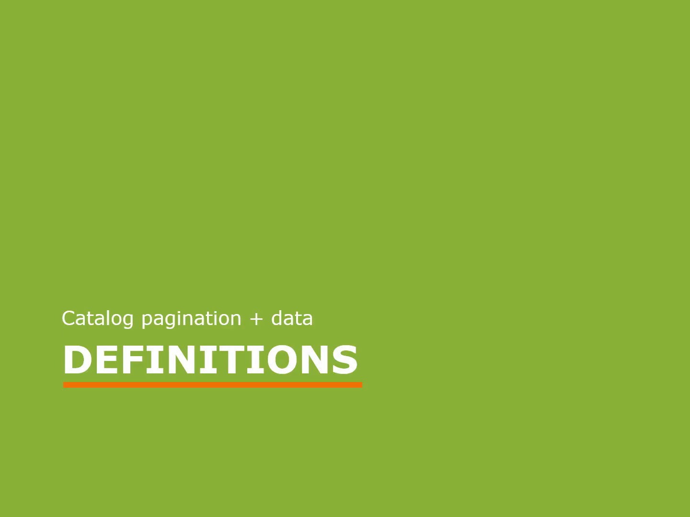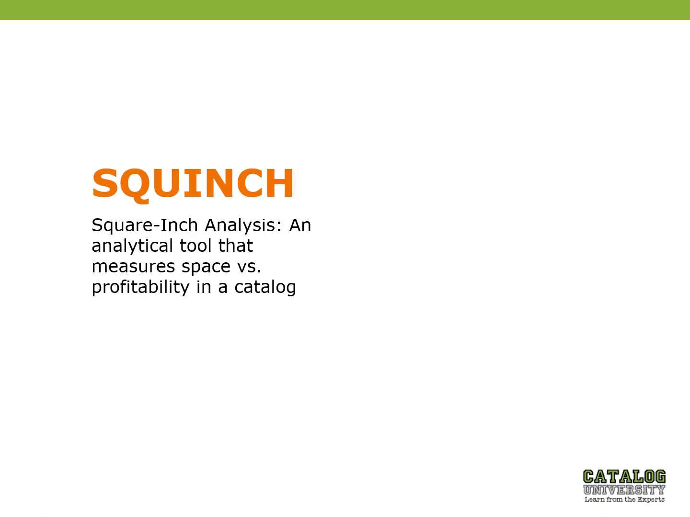In this session, I'll talk through what catalog pagination is and how to use a square inch analysis to guide your decisions. Let's start with some definitions. Square inch analysis, or squinch, is, at its most basic level, an analytical tool that measures space versus profitability in a catalog. It can be used to guide page count and space allocation for categories and products. And what my focus will be on today is how to use that intelligence to inform your catalog pagination.